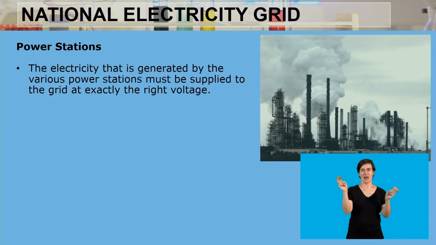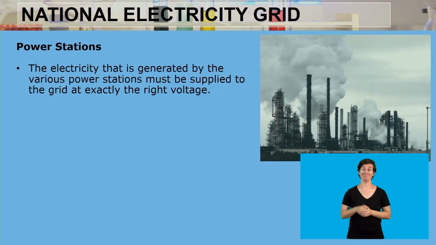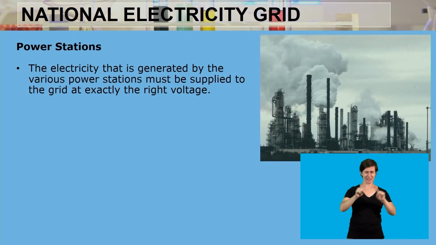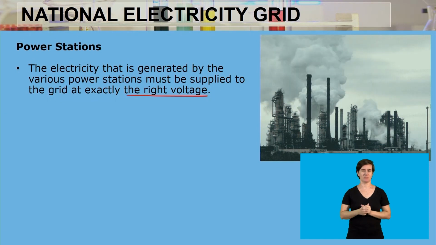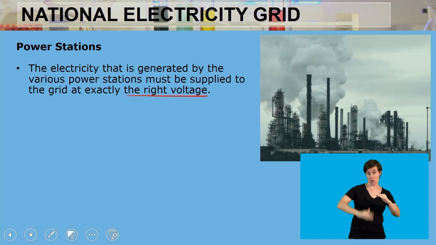We also should know that the electricity that is generated by various power stations must be supplied to the grid at exactly the right voltage. Should we supply the grid at a low voltage, we cannot use it. We need to do something to it in order for us to be able to use it.